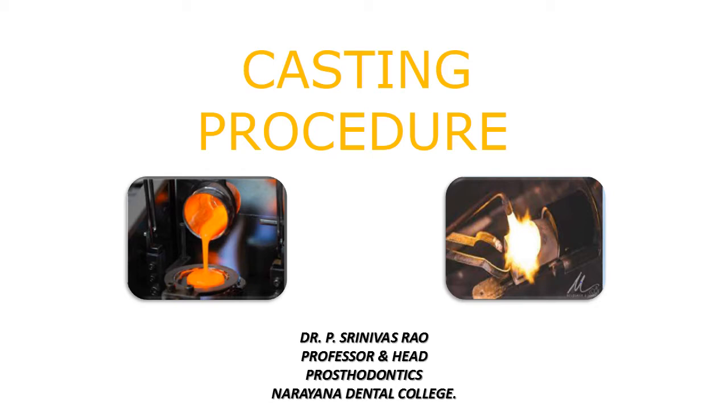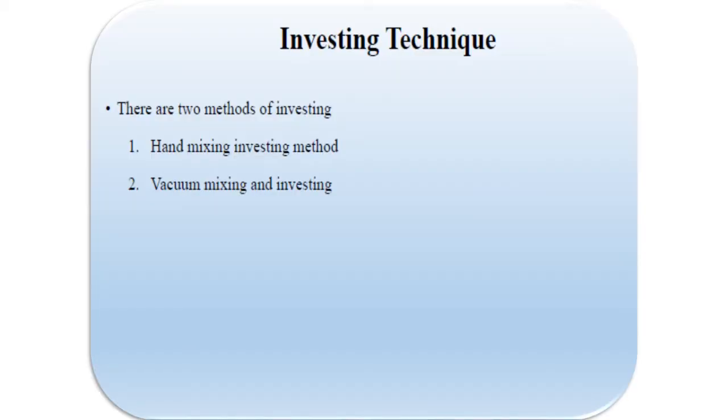Now today's session will be on the investing and burnout procedures. The investing procedure is of two types. The old traditional method is the hand mixing investing method, and the other technique is vacuum mixing. The advantage of the vacuum mixing method is that the mixing will be uniform, and we get a homogeneous mix of the investment material. Air bubble entrapment and errors in the casting will be very much minimized.